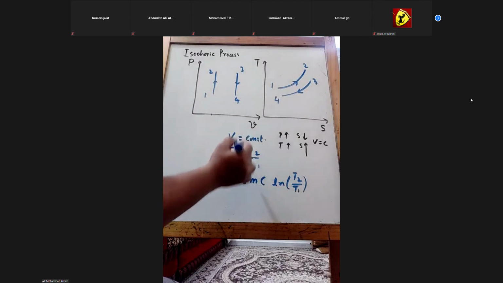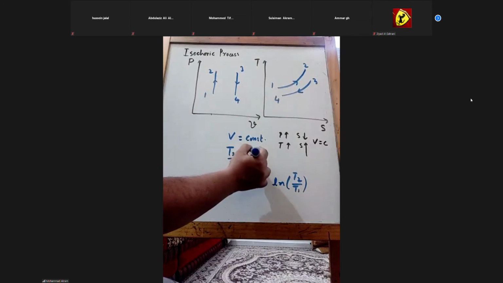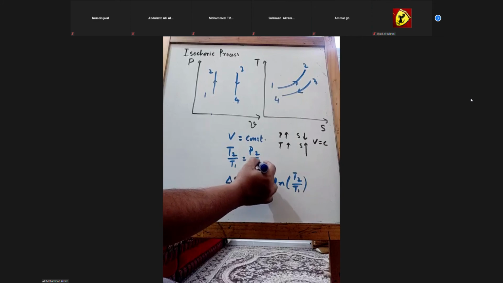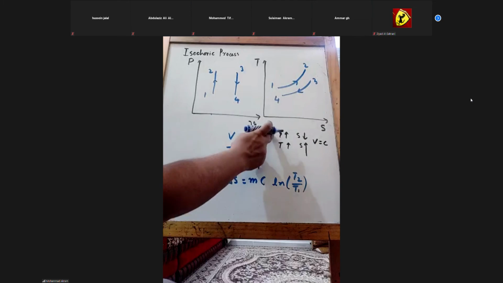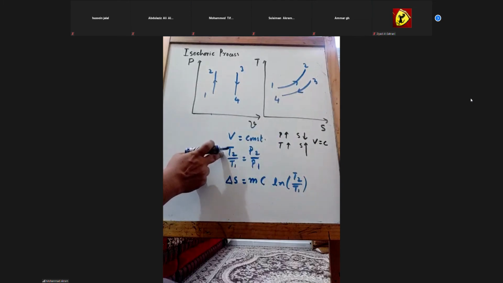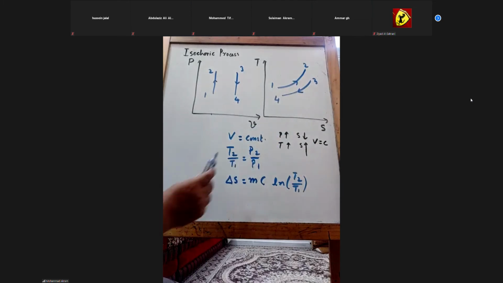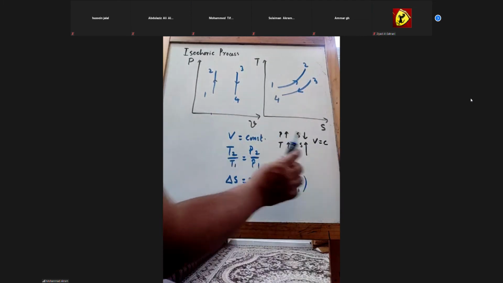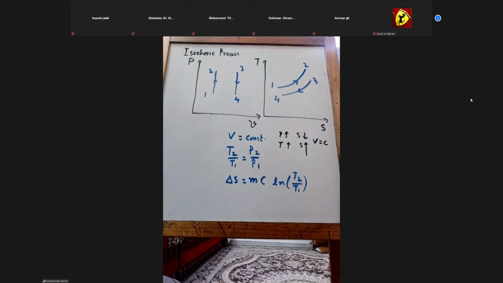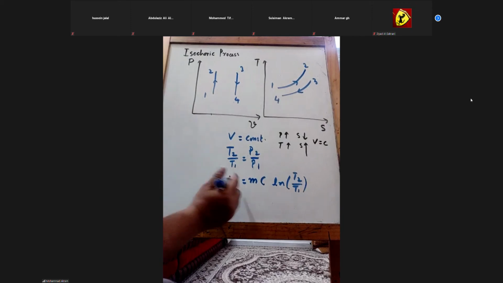This is volume is constant. T2 by T1 equals P2 by P1. See, the change is same. If the same change in temperature and pressure, if temperature is increasing by 2 times, pressure is increasing by 2 times. But when the change is same, then the effect of temperature is dominant on entropy by nature. So entropy will increase. And delta S is m C_V natural logarithm of T2 by T1.